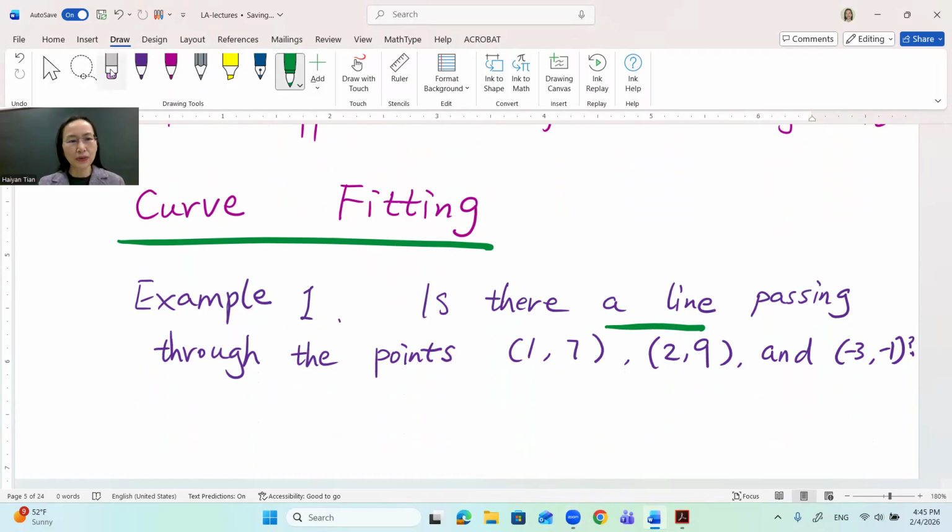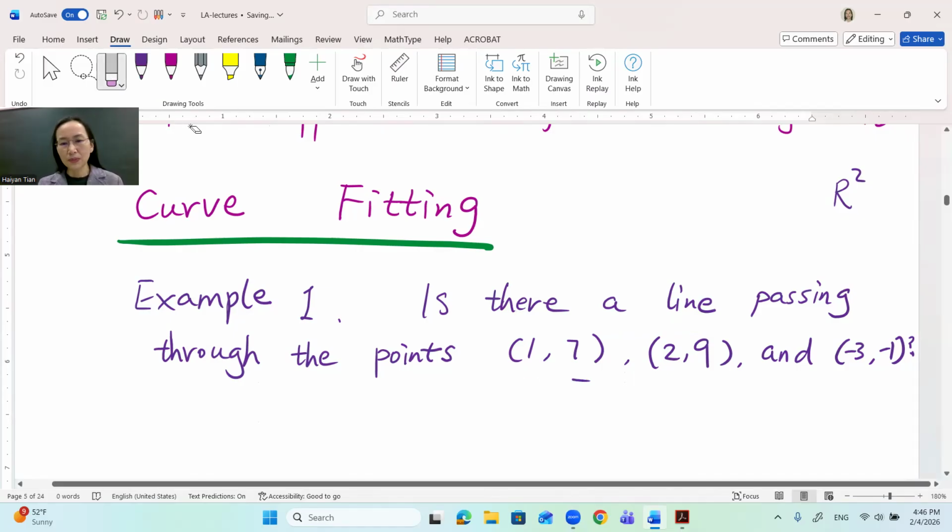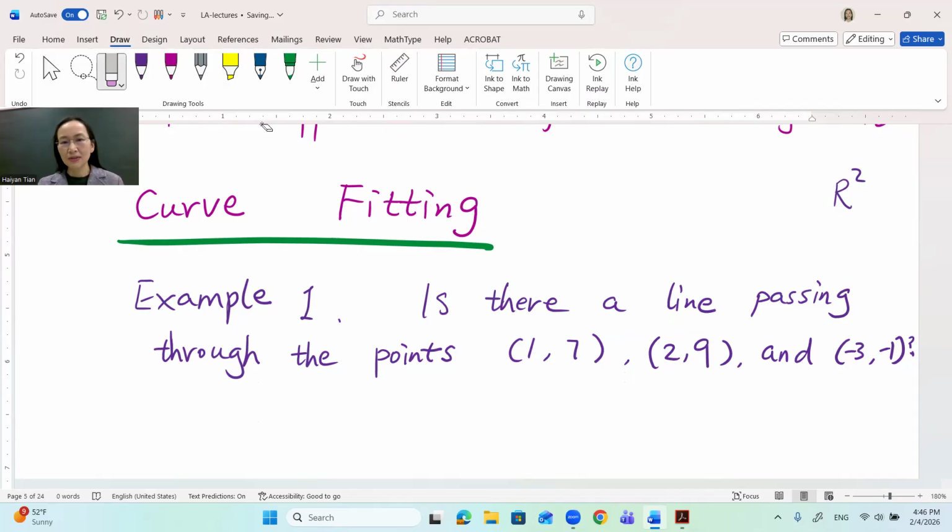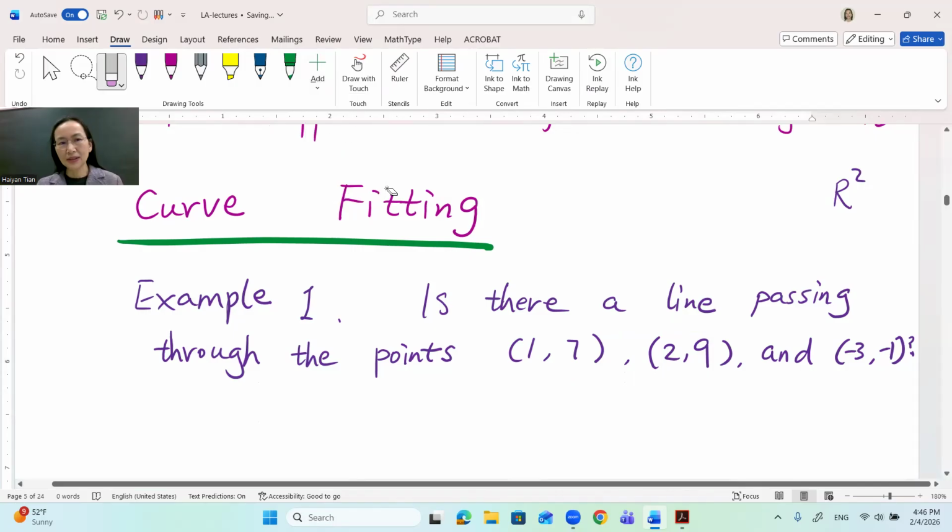Now we are given 3 points. So the first one, you see each point is an ordered pair. That means it is a point in R2. So we have x, y coordinates of a point. So that's 1 point, another one is 2, 9, it's another point, and then -3, -1. So we have 3 points.